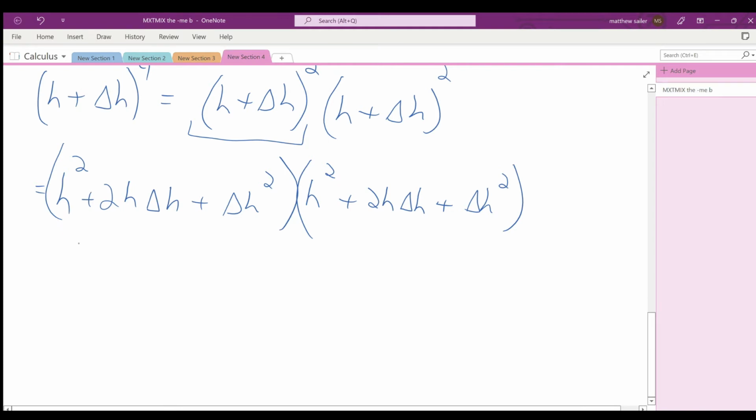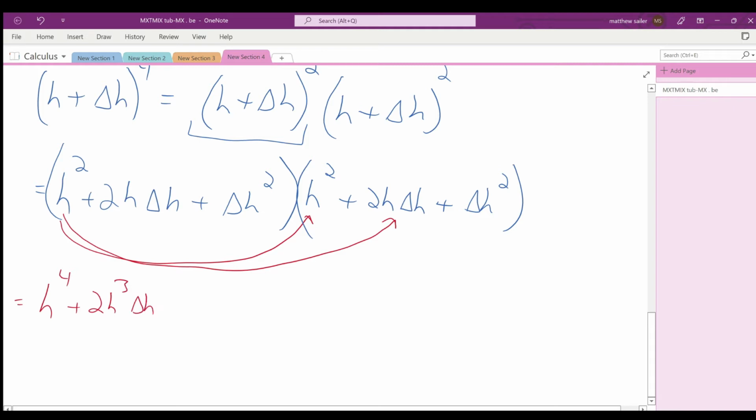So h squared times h squared is h to the 4th. H squared times 2h delta h is 2h cubed delta h. And h squared times delta h squared is h squared delta h squared.